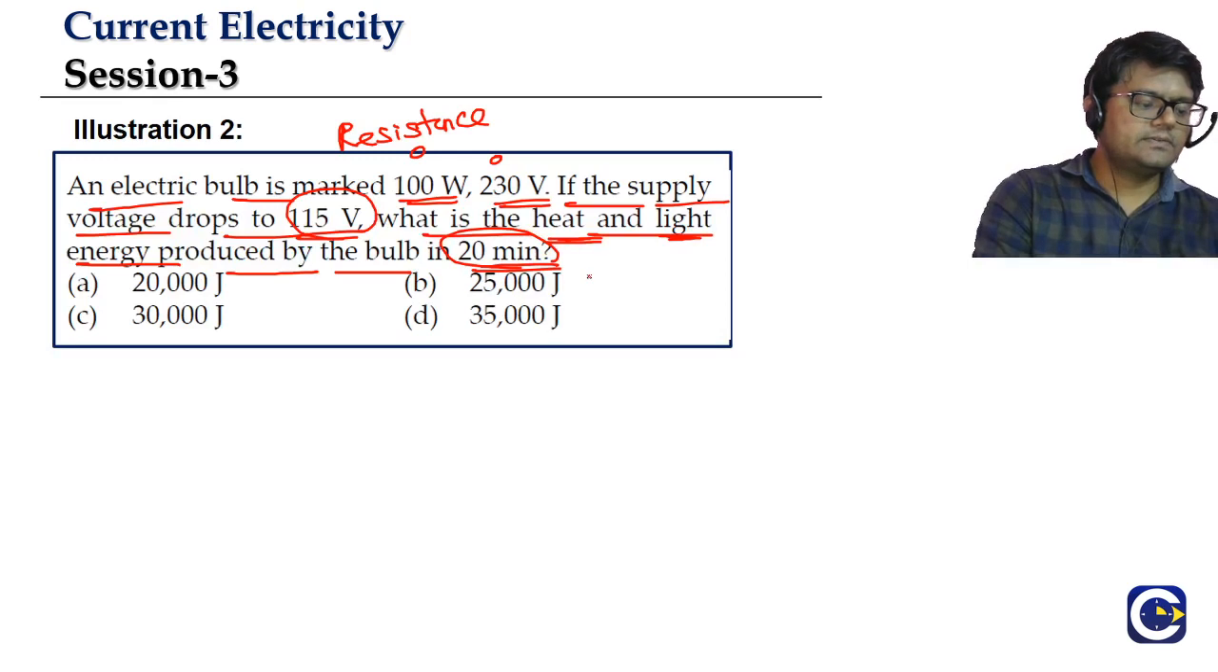Look at this, guys. What are the answers for this question? Anyone able to get the answer? First thing we need to find is the resistance value. From the power rating we can find the resistance value. And using the resistance value, with a voltage of 115 volt, we can find the power consumed, and power consumed multiplied by time is the energy spent. And the energy will be going in the form of heat and light. That's what we need to find.